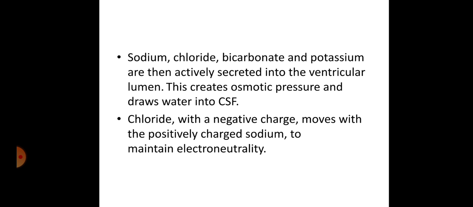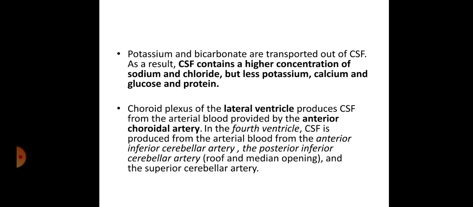Now, sodium chloride and bicarbonate ions are actively secreted into the ventricular lumen. Now, when it is secreted into the ventricular lumen, there is an osmotic pressure which draws water. Now, chloride, which is a negative ion, also moves along with the sodium to maintain electroneutrality. Now, potassium and bicarbonate are transported out of CSF. So, as a result, CSF contains a higher amount of sodium and chloride, but less amount of potassium, calcium, glucose, and protein.